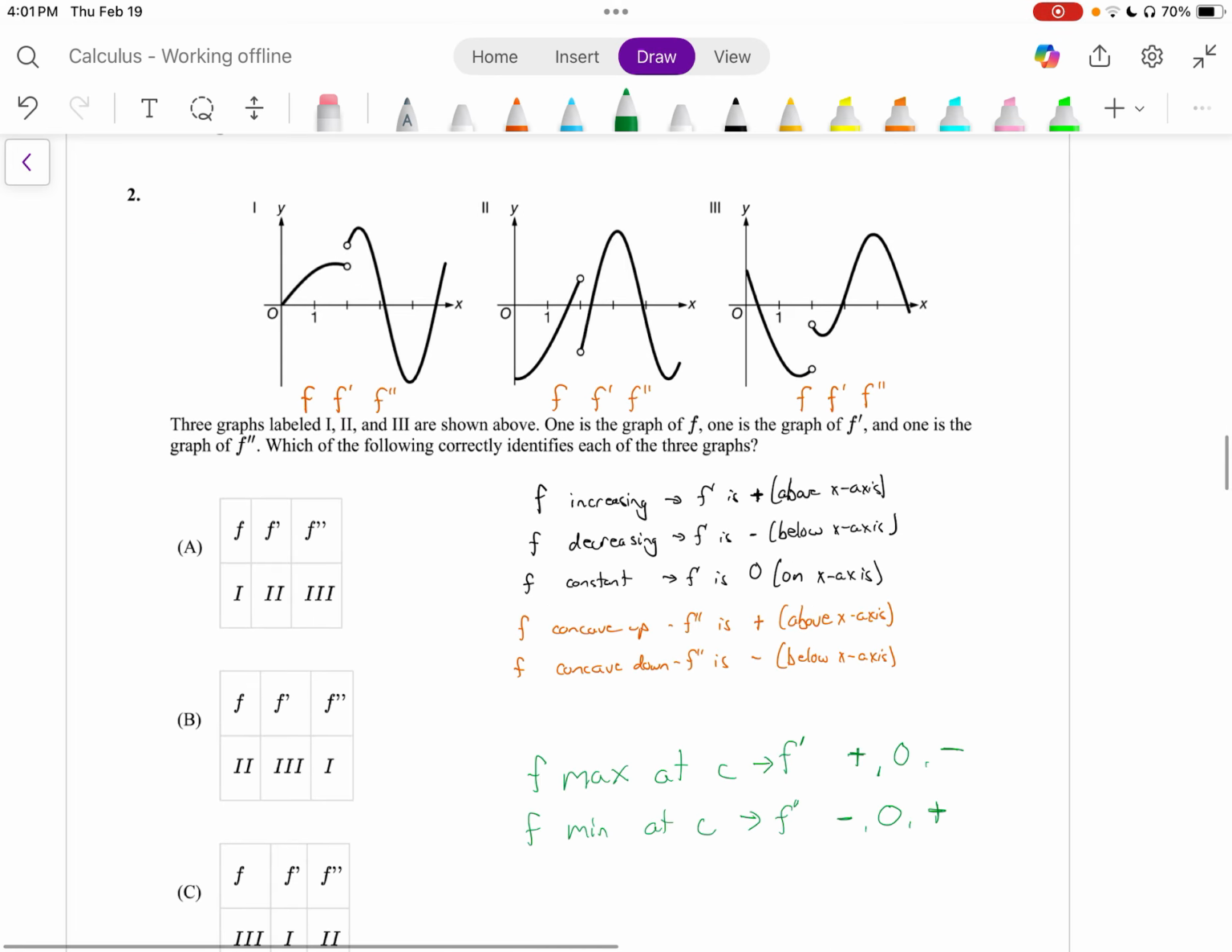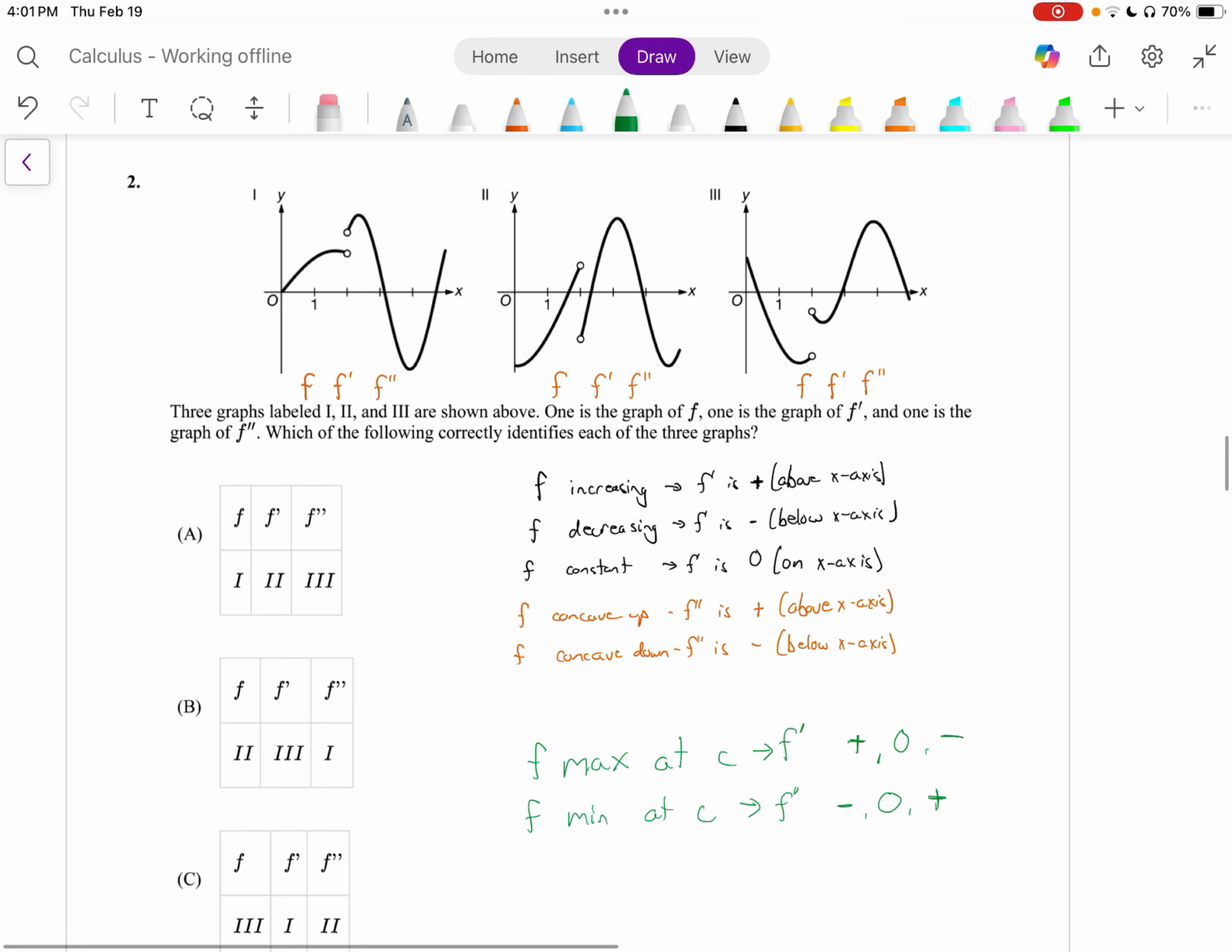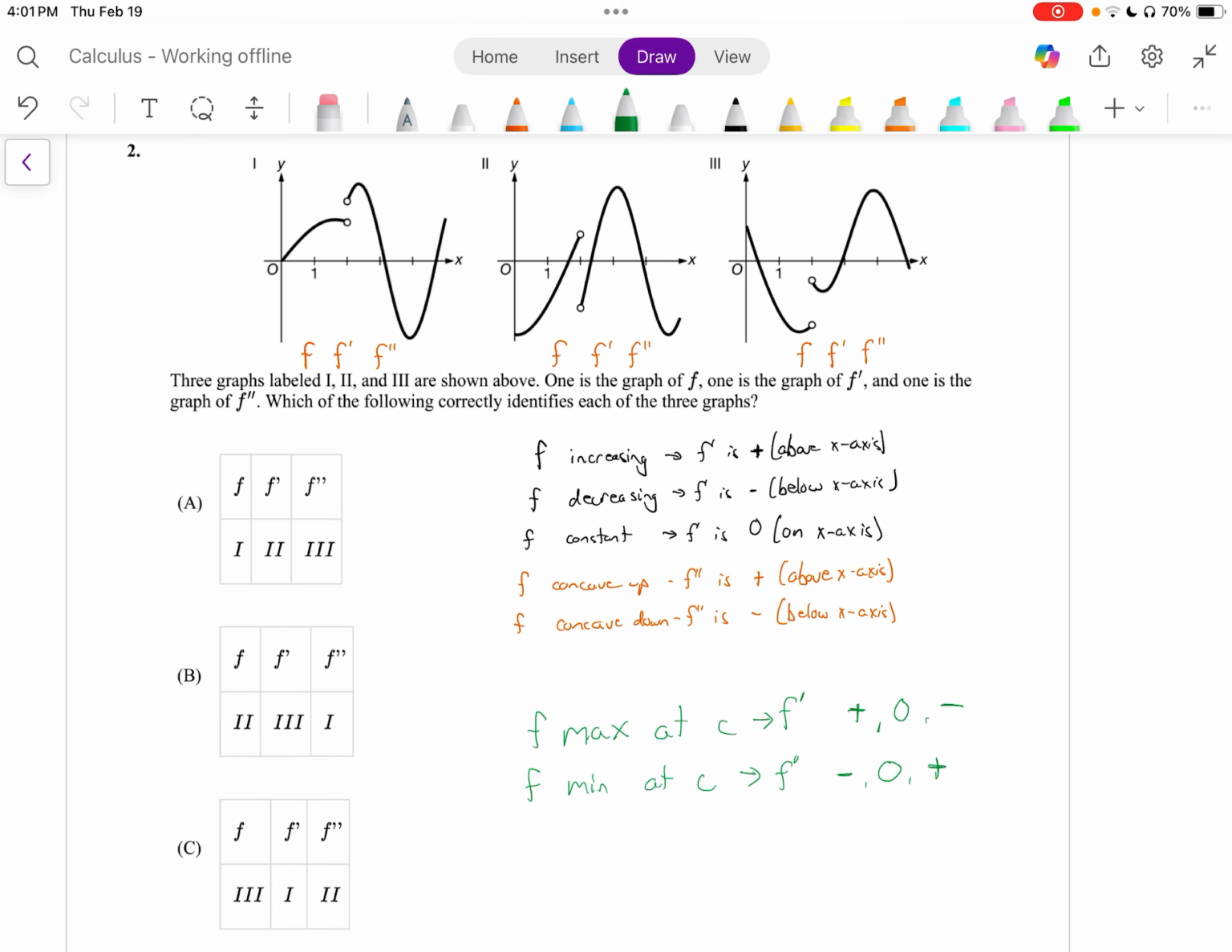Number 2, I did write some things in here ahead of time, but it says 3 graphs labeled 1, 2, and 3 are shown above. One is the graph of f, one is the graph of f prime, or the derivative, and one is the graph of the second derivative. Which of the following correctly identifies each of the 3 graphs? So what I did here is I wrote out some things just for us to remember that we know. So if f is increasing, the first derivative is positive.